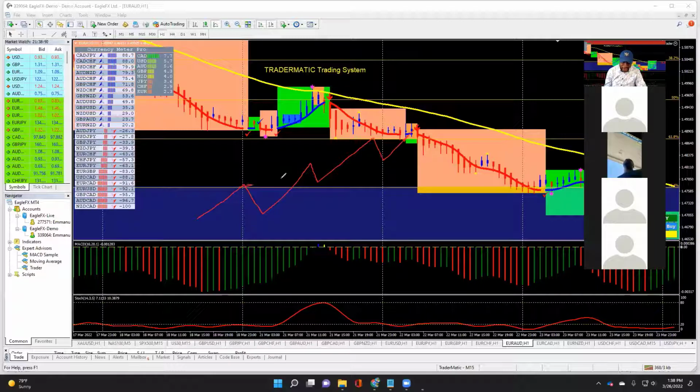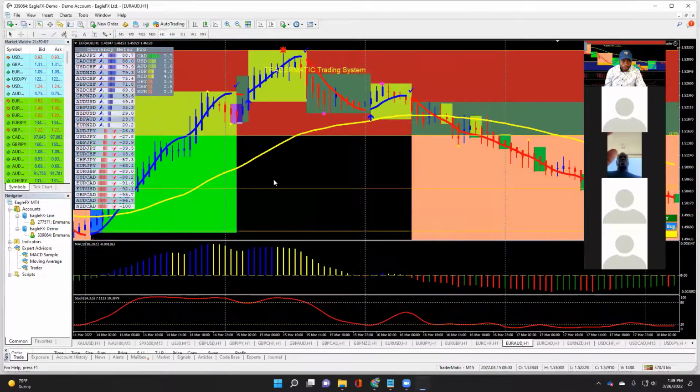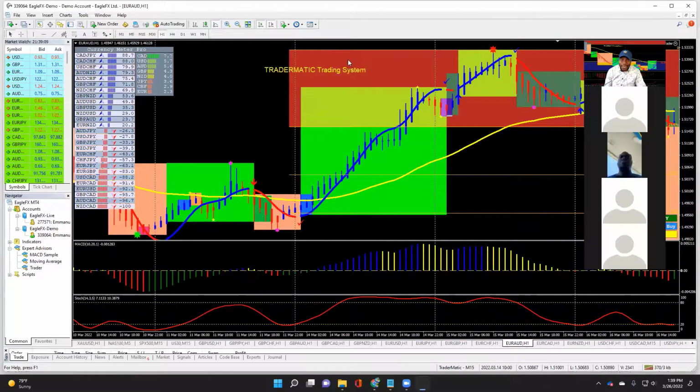So this is going up. This is higher high, higher high, higher high. Then you are having higher low, higher low, higher low right there. So the same thing, if the market is going up and you are entering a trade, for instance, like here.